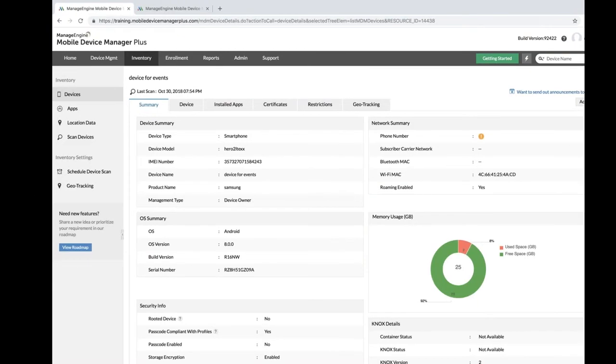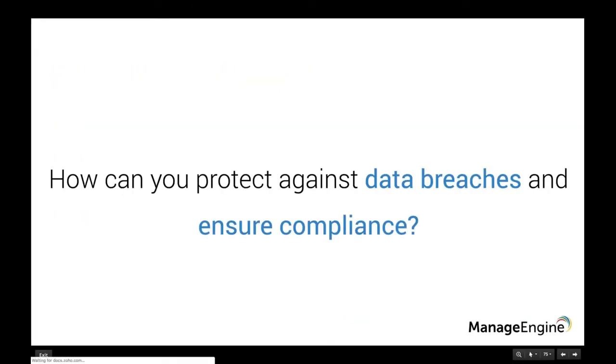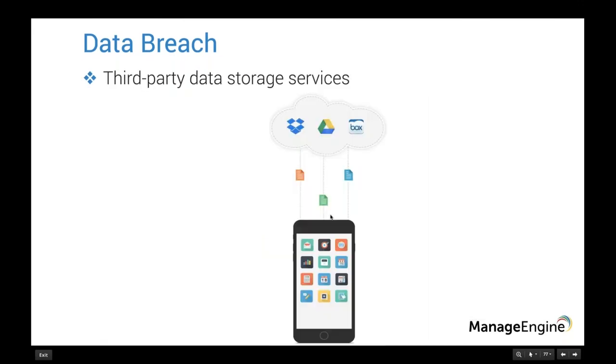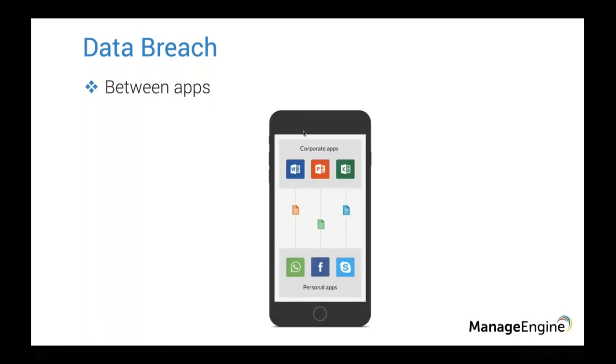Now, how can you protect against data breaches and ensure compliance? See, data breaches can occur when there is unauthorized transfer of data between your managed device and your unmanaged device, either through Wi-Fi, AirDrop, or any other settings such as Bluetooth as well, right? Data breaches can also occur when there is unauthorized storage of data into third-party cloud services such as Dropbox, Google Drive, etc. Data breaches can also occur when there is unauthorized transfer of corporate data between your managed and your unmanaged apps. Now, the answer to all of this is, of course, logically containerization.